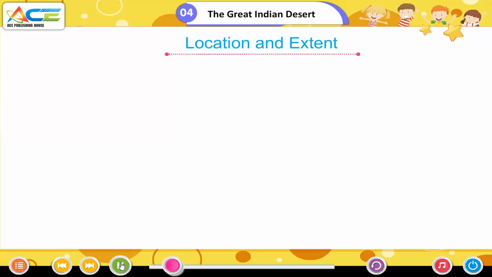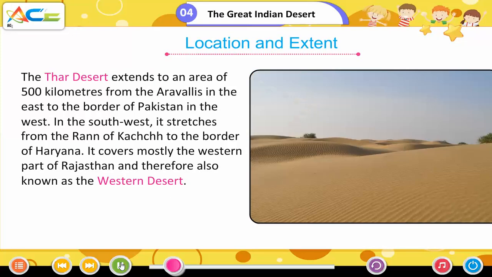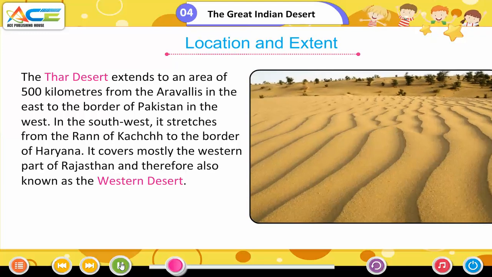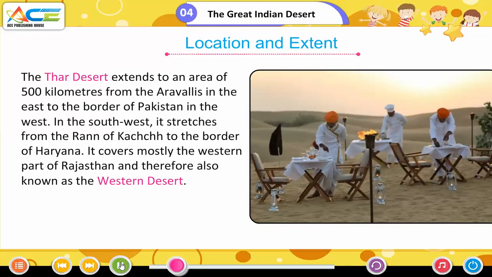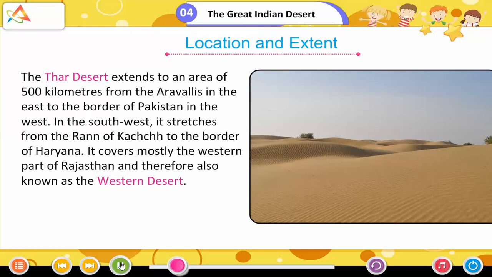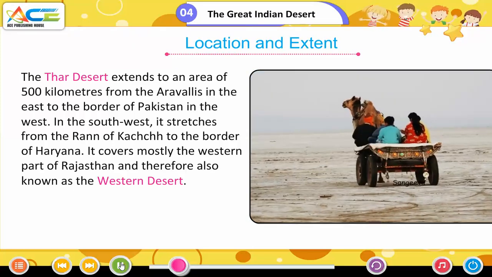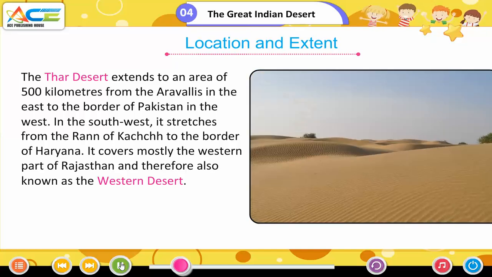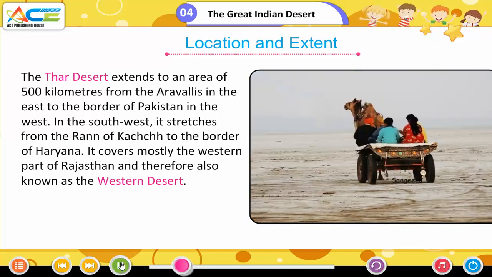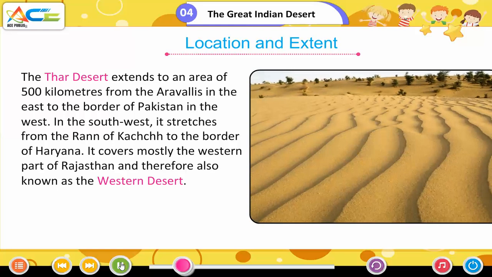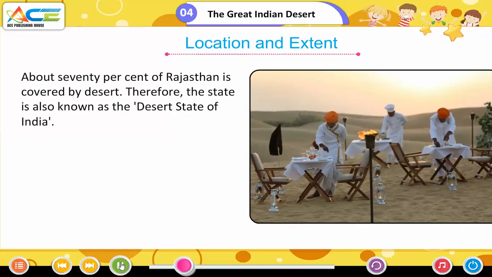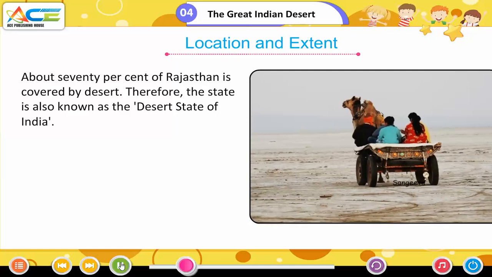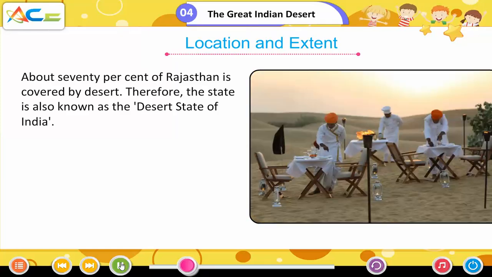Location and extent: the Thar Desert extends to an area of 500 kilometers from Aravallis in the east to the border of Pakistan in the west. In the southwest, it stretches from the Rann of Kutch to the border of Haryana. It covers mostly the western part of Rajasthan and is therefore also known as the Western Desert. About 70% of Rajasthan is covered by desert. Therefore, the state is also known as the Desert State of India.